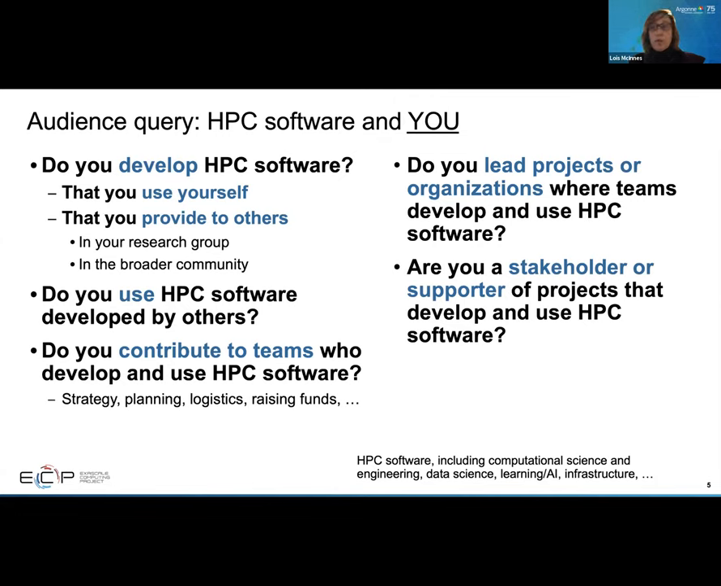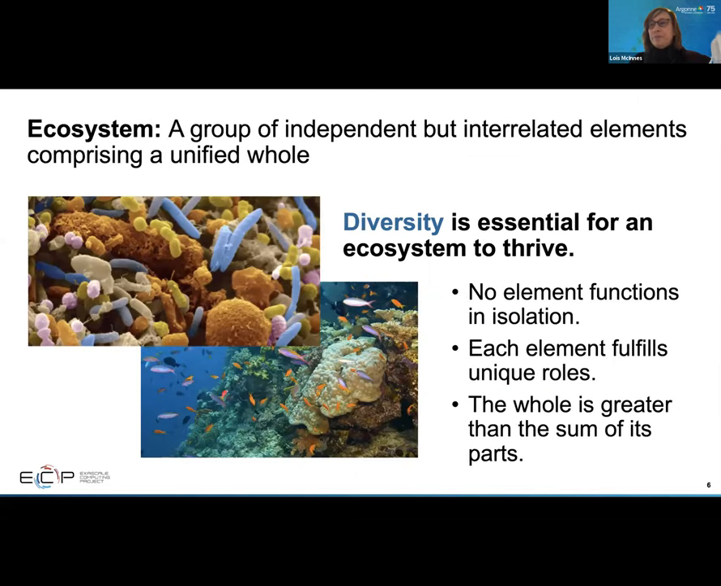So I would imagine that probably each of us resonates with at least one of these, and I would hope that we all can see ourselves as being fans of scientific software. That's sort of a fun one. But I would posit that everyone in our world should be a fan of scientific software, whether they know it or not. So now let's pivot to a different topic, and that is ecosystems.